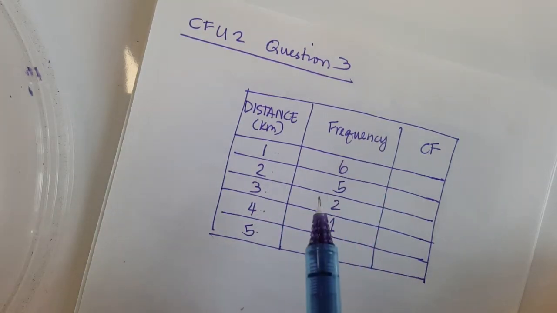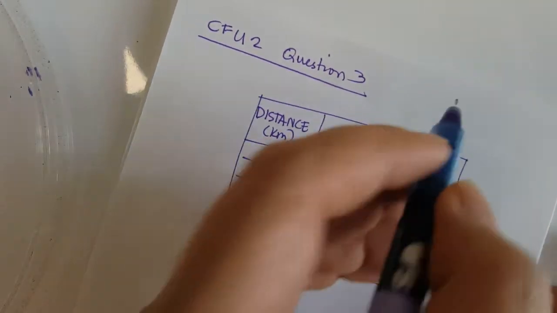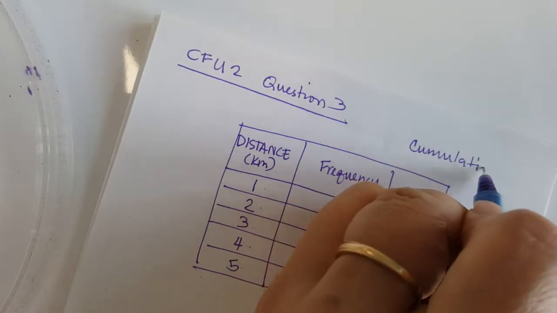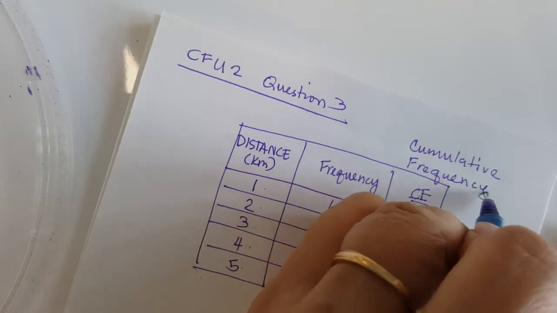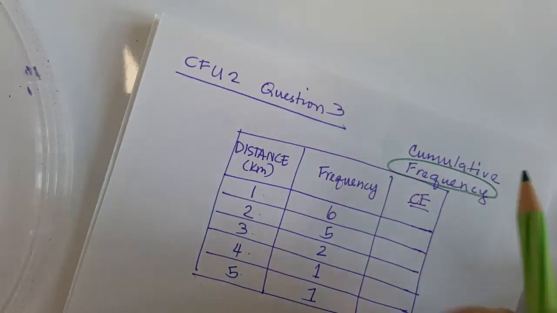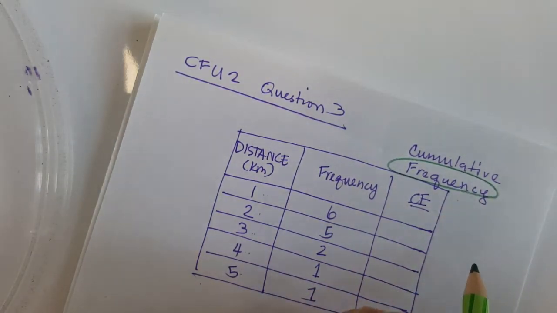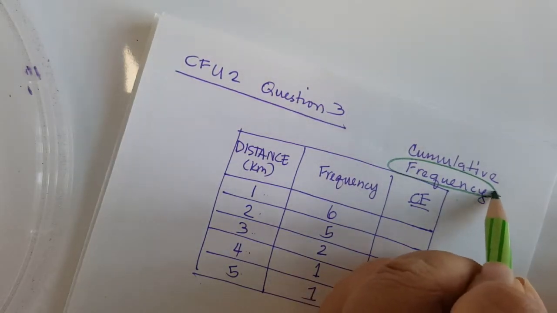Okay, so as you can see in the table, we have CF. And what does CF mean again? It is cumulative frequency. Now, what does the word frequency mean? You know that frequency is the number of times a value comes out, the number of times the value shows up. So that's frequency.